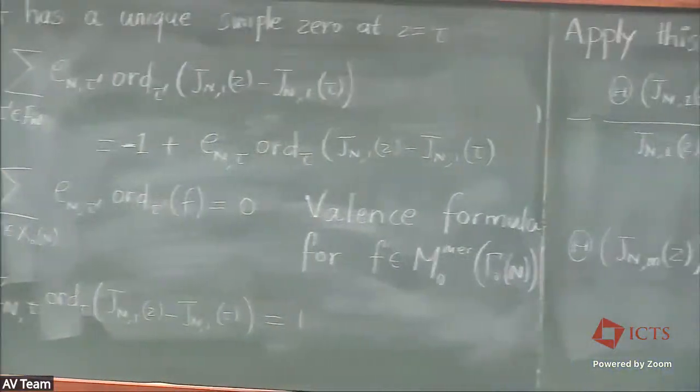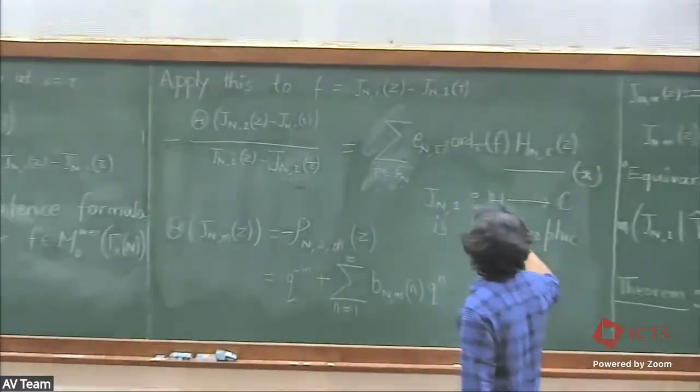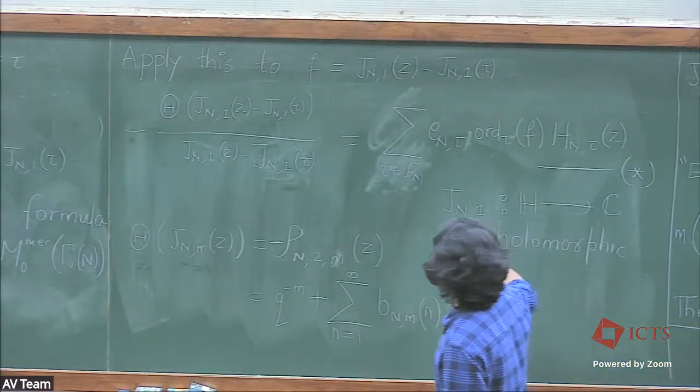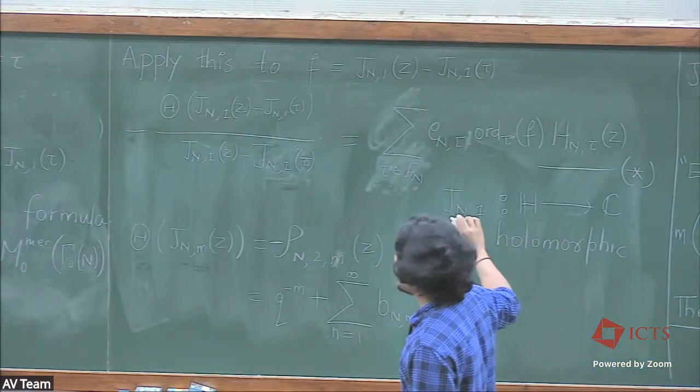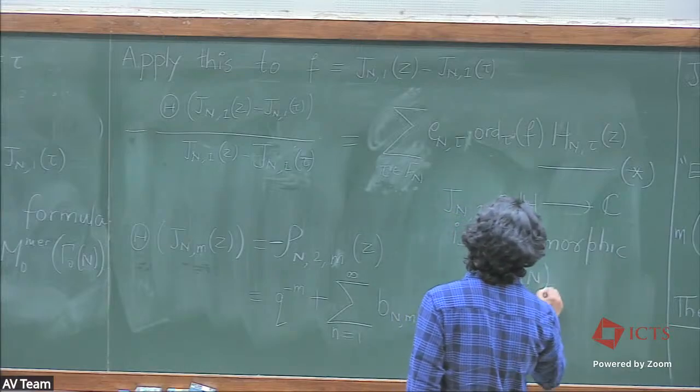Yeah, any question? Yeah. What are the exact assumptions of your theorem? So first assumption is that n is square free. That is required because I said there are extra terms here that we don't want. The other is that J n 1 as a function of H to C is holomorphic. So that will rule out a few capital N's. For example, that is always true when X naught n is genus 0.